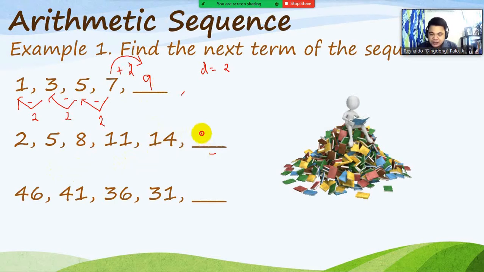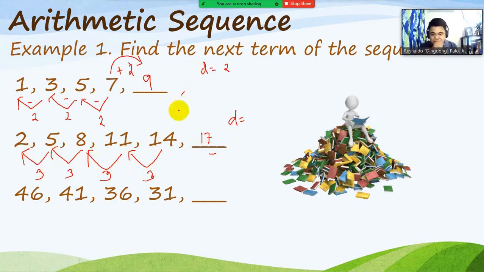So how did we say that the last term is 17? Of course, you have to get first the common difference. What is it? 14 minus 11 is 3. 11 minus 8 is 3. 8 minus 5 is 3. And 5 minus 2 is 3. So to get the next term, you have to add. So 14 plus 3 is 17. So the common difference here is 3. So how are we going to get the common difference? You are going to subtract from right going to the left.